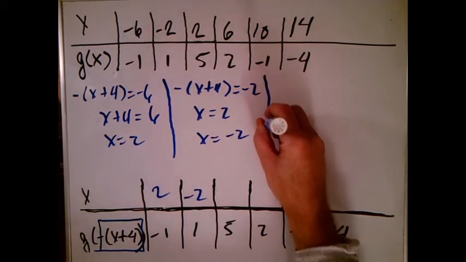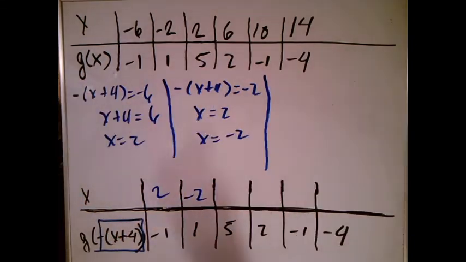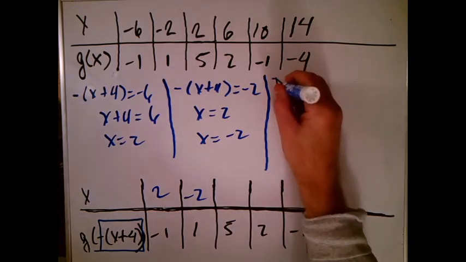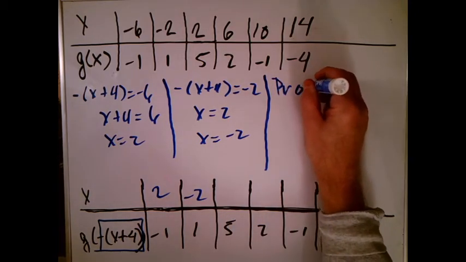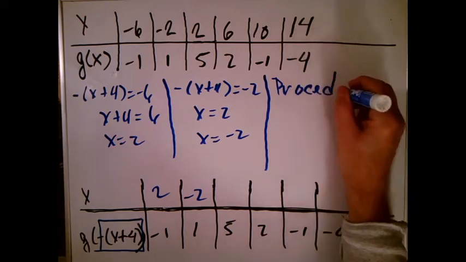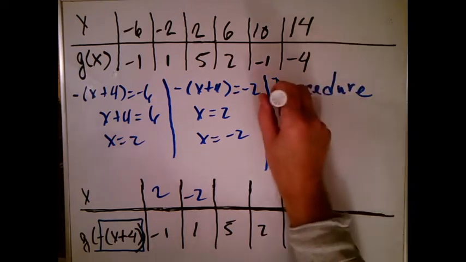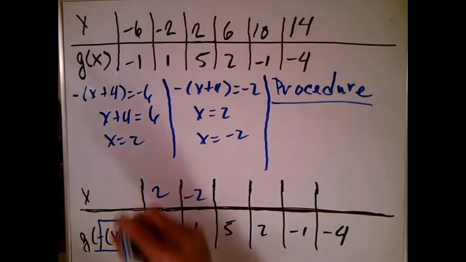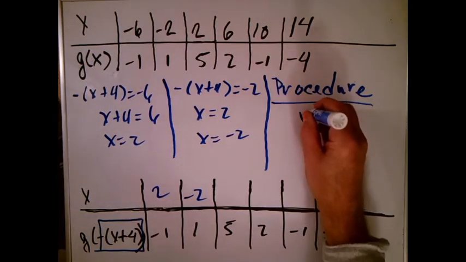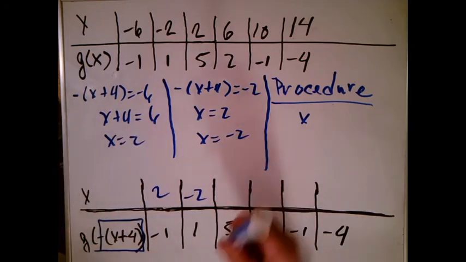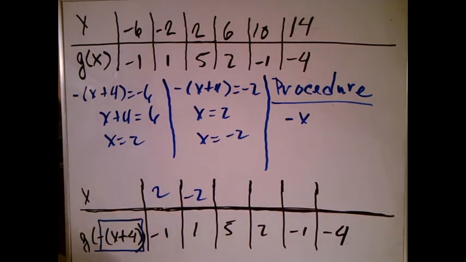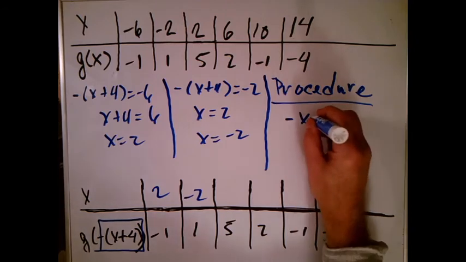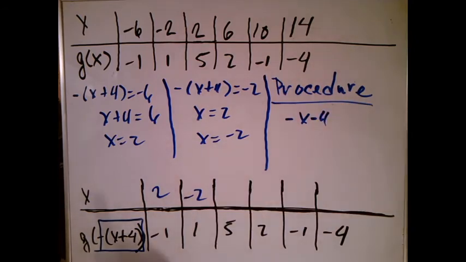Now, if we had lots and lots of points instead of just 6, doing this one at a time would be a bit of a mess. What I want to do is write down a procedure. We have enough from the first two to see what we're supposed to do to these x values to get these x values. In each case, the very first thing we did was change the sign, and then we subtracted 4. And I think that's actually what goes up here.